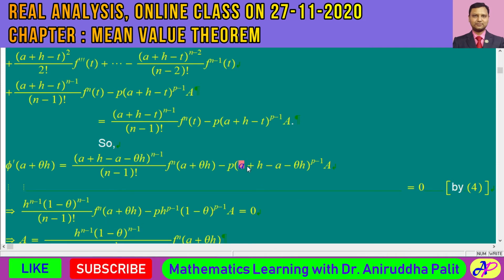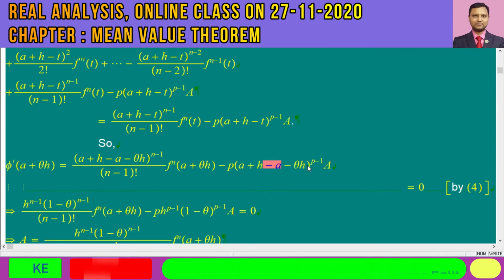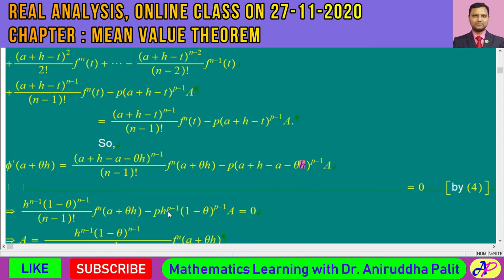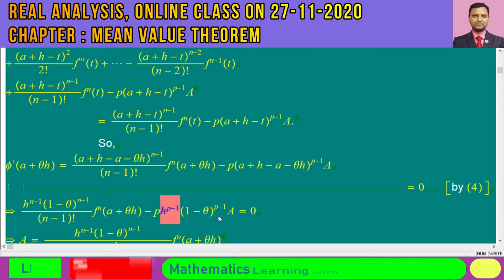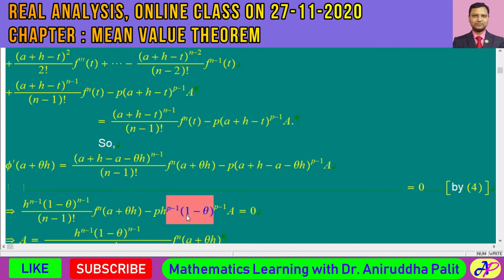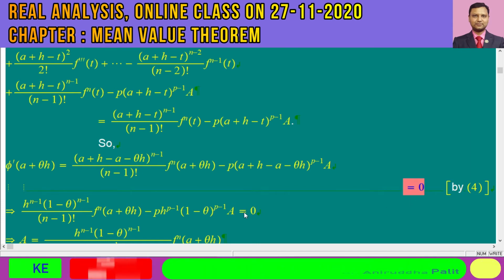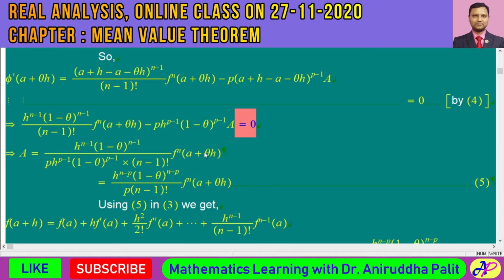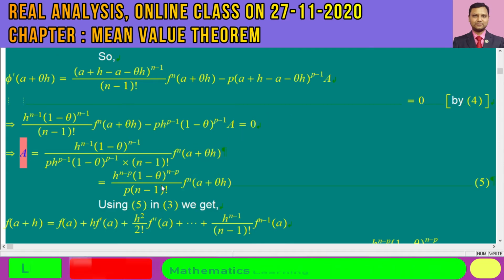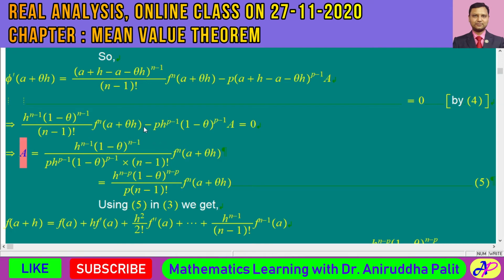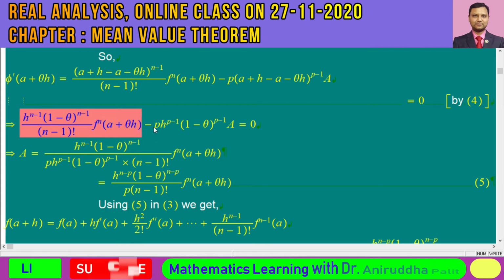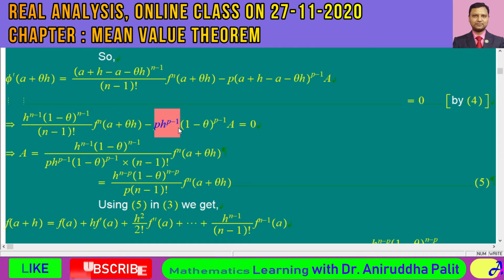And similarly over here, this a and this a would get cancelled. So we can take this h common. So h to the power of p minus 1 would come out of this bracket. And within the bracket, we will have 1 minus theta to the power of p minus 1 multiplied by this constant capital A, and that has to be equated with 0. And from this result, we can compute the expression of capital A. So capital A would be this kind of expression divided by p into h to the power of p minus 1 into 1 minus theta to the power of p minus 1.